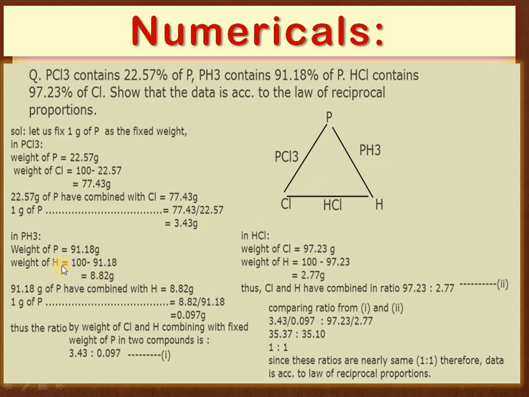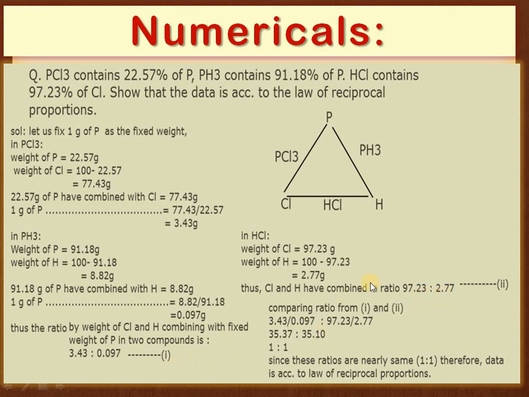Similarly in PH3, the weight of phosphorus is given as 91.18 gram, and the weight of hydrogen we can get is 8.82 grams. So we can say 91.18 gram of phosphorus combined with 8.82 gram, and 1 gram of phosphorus combined with 8.82 divided by 91.18 grams. So we get 0.097. So the ratio of PCl3 and PH3 will be 3.43 ratio 0.097. The left third one is HCl. For HCl the weight of chlorine is given as 97.23 gram and the weight of hydrogen can be calculated as 2.77 grams. So chlorine and hydrogen in HCl have combined in the ratio 97.23 to 2.77.